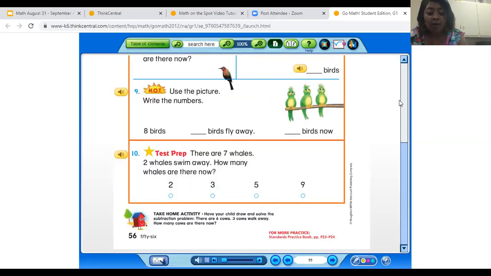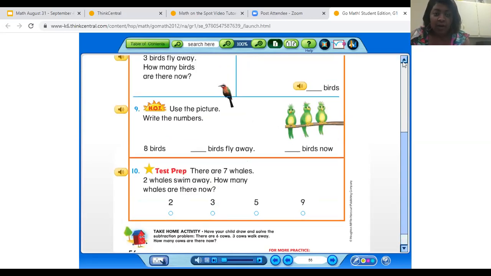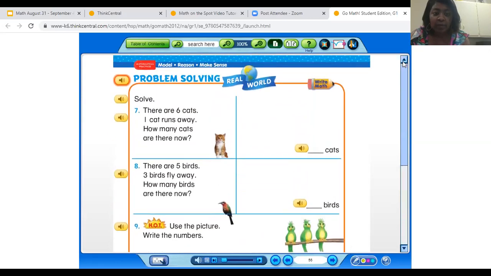Let's look at our practice problems. These are our problem solving and test prep. All right, there are 6 cats. 1 cat runs away. How many cats are there now? I wonder what you could do to figure that out. Maybe you could draw 6, and maybe you can cross 1 out. And how many would there be?